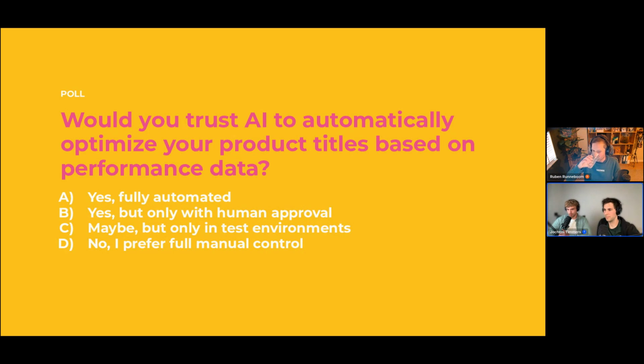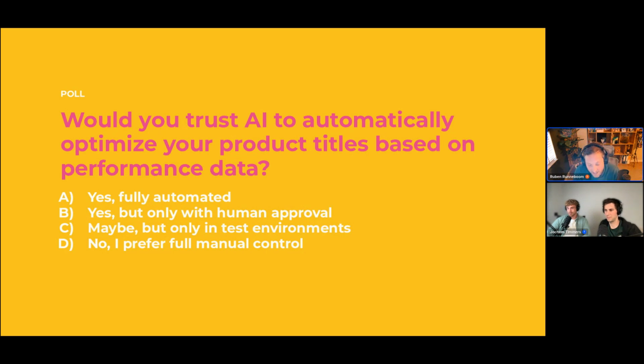So also here, I think it's what we kind of expected. Would you trust AI to automatically optimize your product titles based on performance? I think every marketeer has this, right? Because we want to keep control. And if AI does everything, do we still have control? I don't think so. That's also the answer that we got: 70% said yes, but only with human approval. Okay, that's true.